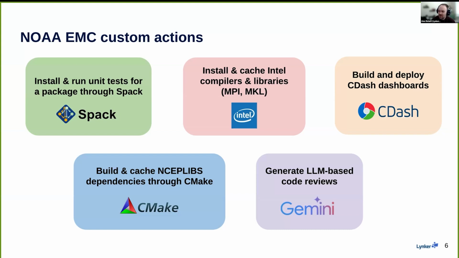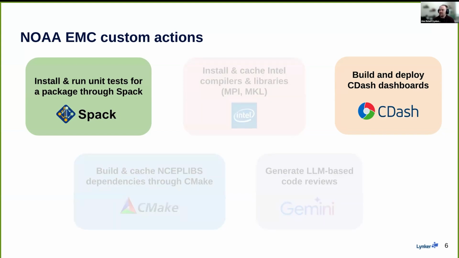So my prediction as we go forward is that these three that I've dimmed here, the Intel, the CMake, and the LLM code reviews, will probably go away or significantly transform in some way. For the Intel ones, as we move more toward using containers in CI, which I'll talk about in a couple minutes, I think we'll probably be able to use the Intel published container images there. And so I don't think we'll need to maintain our own action there.